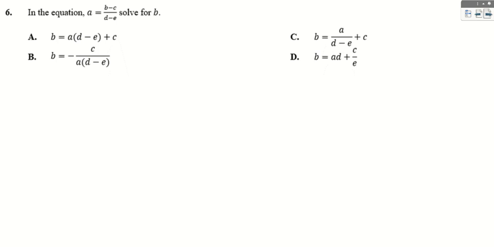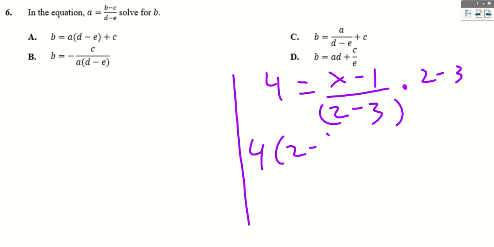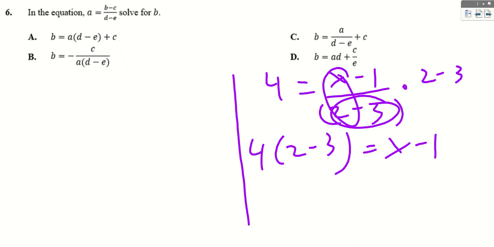Okay, solving for b. Let's say I had 4 is equal to x minus 1 over 2 minus 3. And let's pretend that we are not going to simplify this 2 minus 3. The first thing I would do is I'd multiply 2 minus 3 to both sides. And then I would get x minus 1. And the reason we would do that is because this can't combine with this x. So we need to do the opposite of divide and multiply. What we do to one side, we need to do to the other.